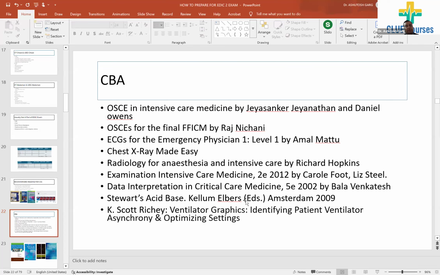Then Examination Intensive Care Medicine by Carol Foote. This is a good book written by 3 or 4 authors. Basically, these are the notes of critical care. Somebody has put down all the notes in one place. But from the exam point of view, this book is important. Data Interpretation in Critical Care Medicine by Bala Venkatesh. This is a very good book especially for the ABG part or some biochemistry part. So for biochemistry and ABG, this data interpretation book is very important.